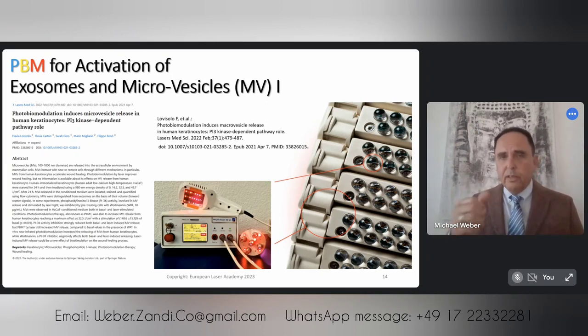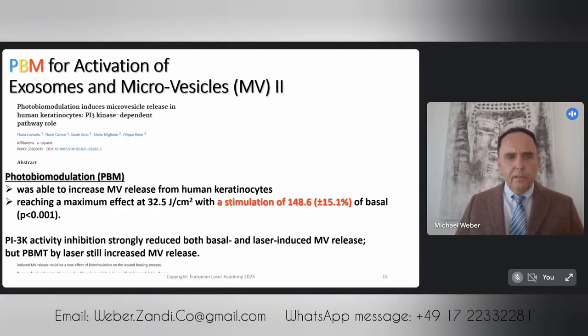So another information: we not only booster self-healing capacities by activating the stem cells, but we activate the microvesicles and the exosomes as well. Here are some examples of tools for photobiomodulation by which we can activate the microvesicles. The summary of this study I just presented is that photobiomodulation was able to increase microvesicle release from human keratinocytes. So we are talking of human tissues, not an animal model. And they used a high amount of energy.